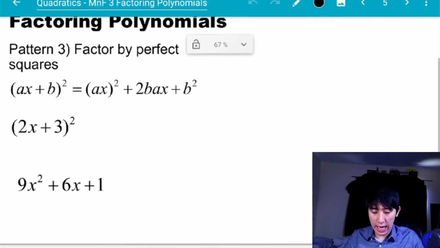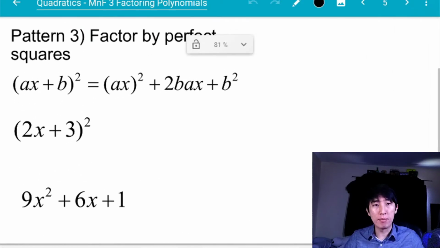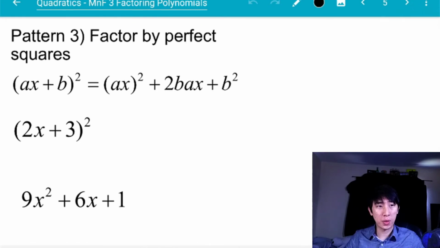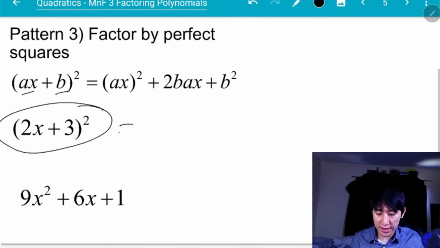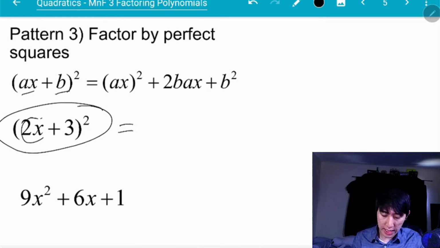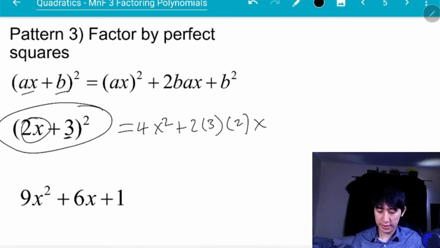All right, last pattern, factoring by perfect squares. If you remember our perfect squared binomials, we have this pattern here: (ax + b) quantity squared. The pattern is we take this number and square it, so 2 times 2 is 4, x times x is x squared. Then we go plus 2 times b, which is 3, times a, which is 2, times x. And then finally plus b squared, which is 9.